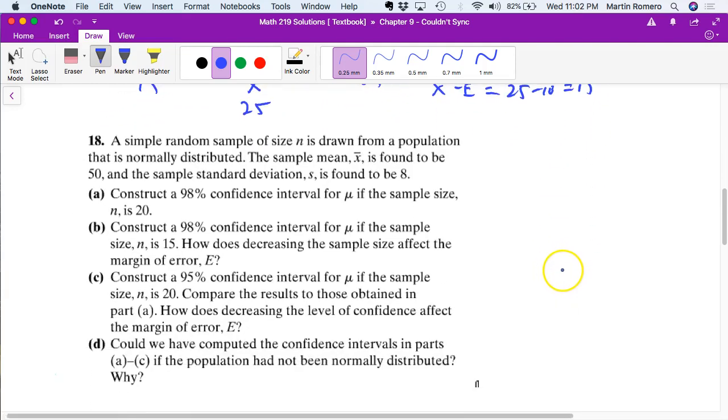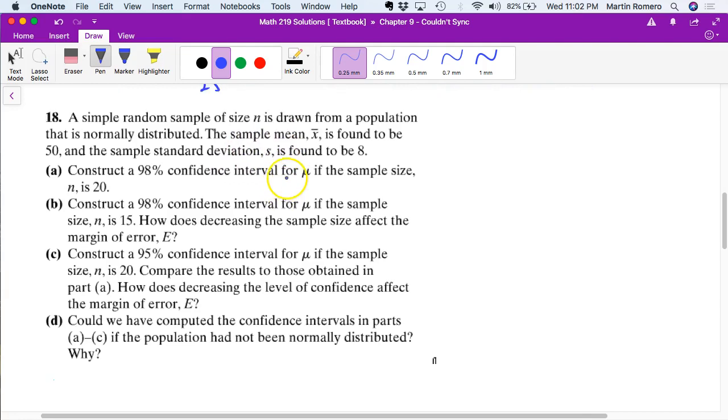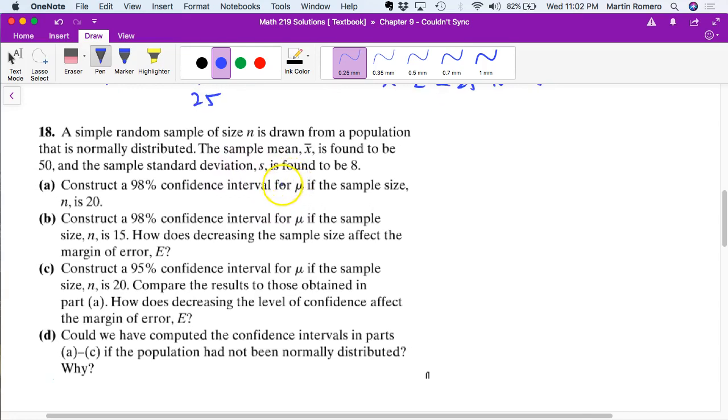Problem 18. This one's a little bit more time intensive. Problem number 18, we're going to construct a confidence interval. So let me go ahead and put the equation up here again. It's x bar plus and minus t alpha over 2 times S divided by square root of N. So this is the formula we're working with.